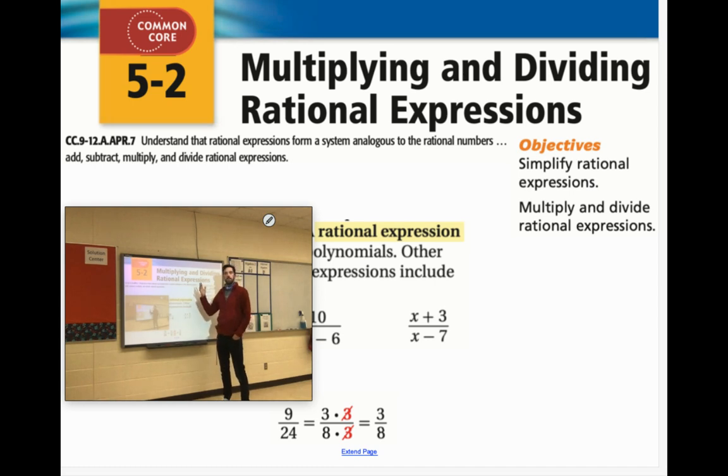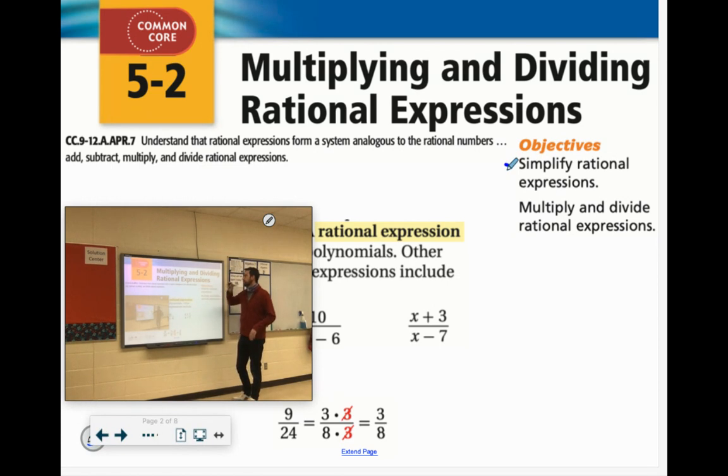Right, today we're multiplying and dividing rational expressions. Legit, one of my favorite things. You did it in Algebra 1 probably, so this is going to be a little bit of a revisit. I'd love for you guys to be able to simplify some rational expressions, and I'd love for you to be able to multiply and divide those rational expressions.